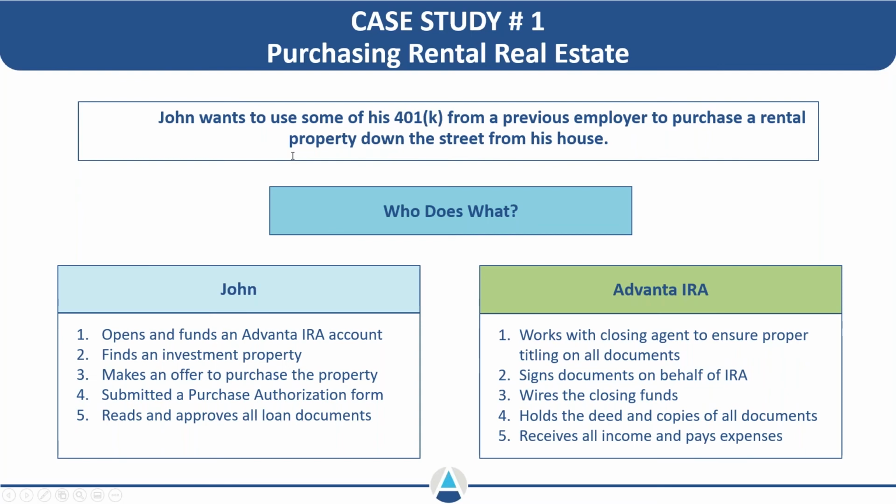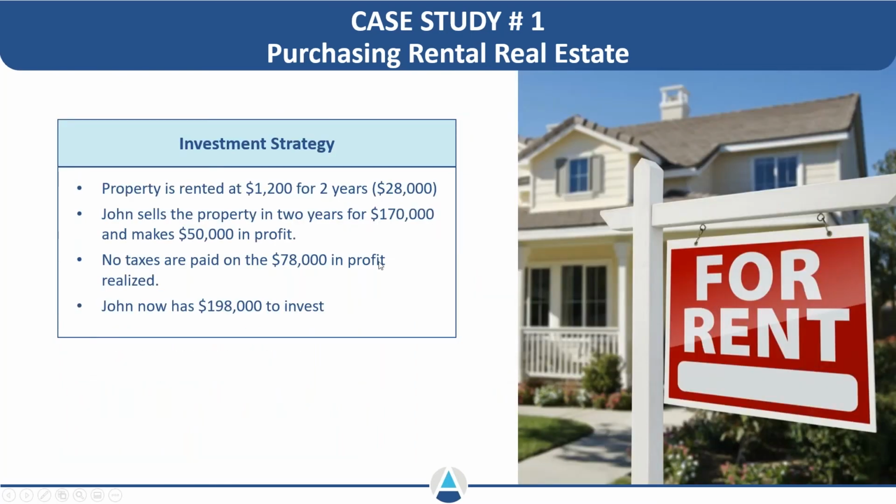Once he does that, then Advanta will handle the closing on his behalf, and on behalf of his IRA, sign all documents and wire funds for closing. In this strategy, John holds the property for 2 years, and once he has decided to sell it, he will let Advanta know. He places the property for sale. He pays all of the expenses related to the sale through the IRA. All of the money, including the profits, are going to go back to the retirement account, and now John is ready to make his next investment.